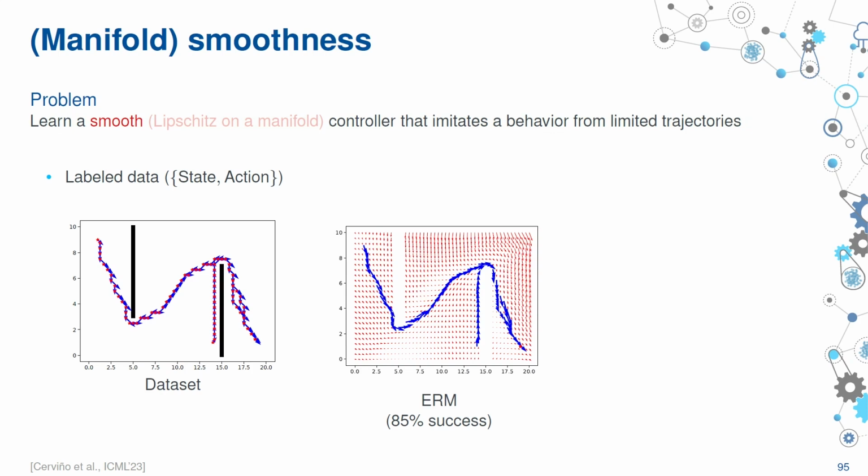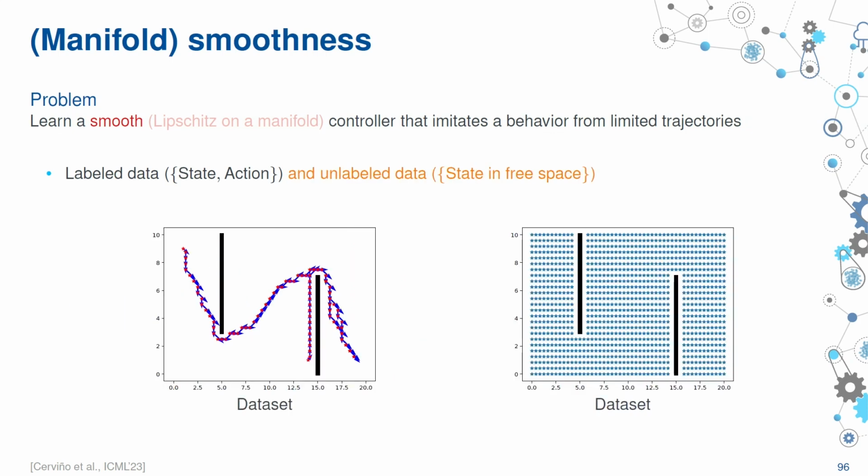That means that if I start in this region, I might not go in the direction that I need in order to actually get to the object. And that's why the number of successes is 85%, which is not bad, but it's not as high as we wanted. And what we want is essentially to leverage this unlabeled data.